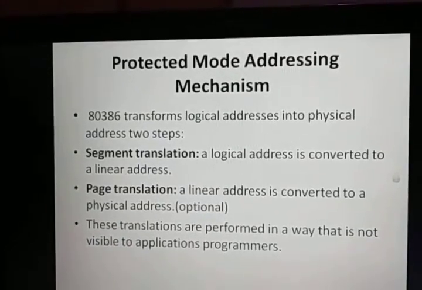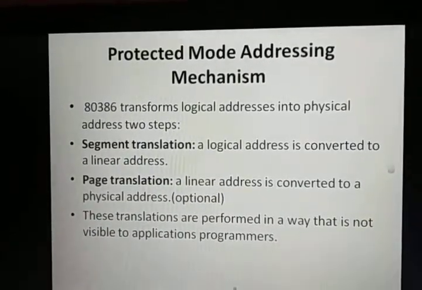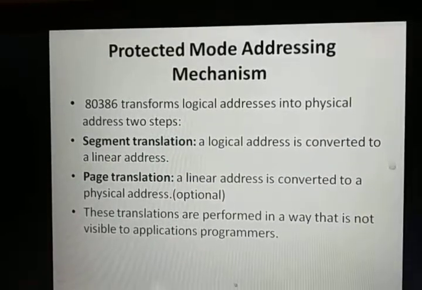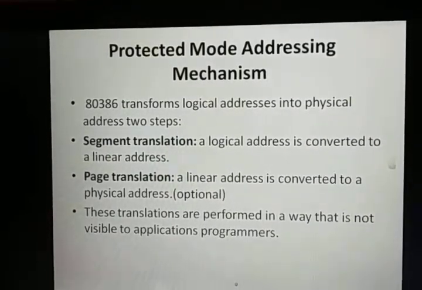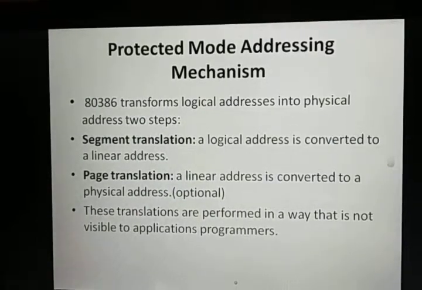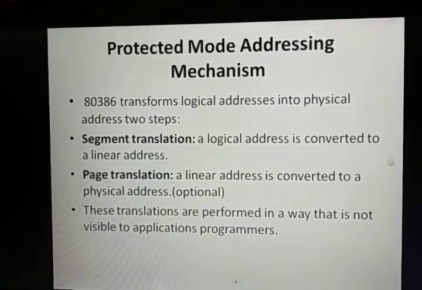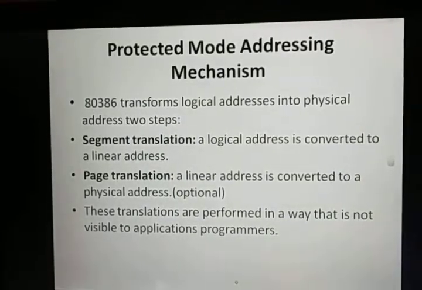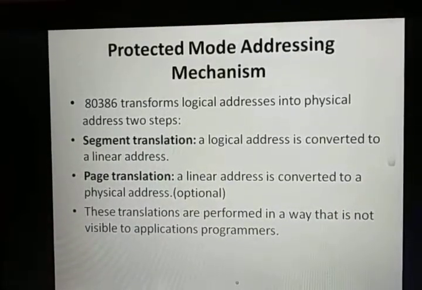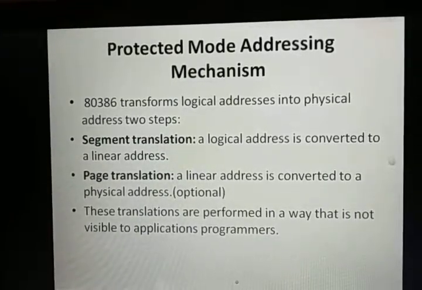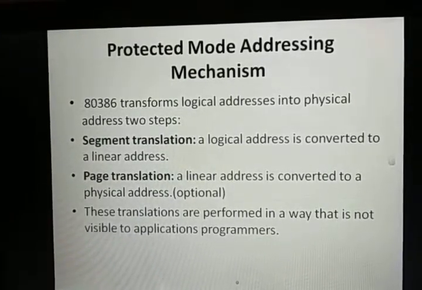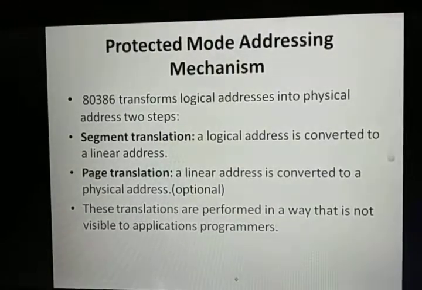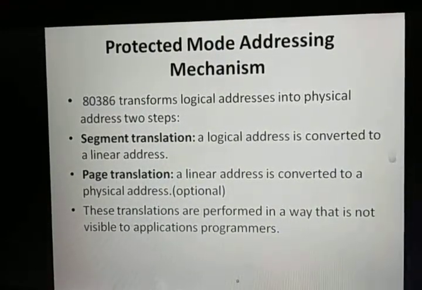Hello everyone. In this lecture, we will discuss the protected mode addressing mechanism. The 80386 transforms a logical address into a physical address in two steps. First is segment translation, where we convert the logical address into a linear address. The second step is page translation, where the linear address is converted into a physical address. These translations are performed in a way that is not visible to the application programmer.